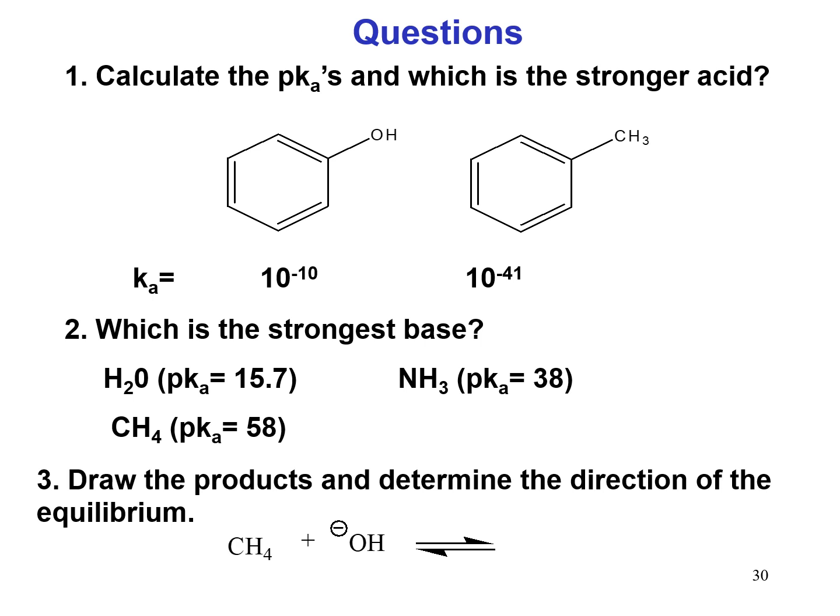Draw the product and determine the direction of the equilibrium. In this case, methane is an acid, while the hydroxy group is a base. So at the end, methane is going to donate a proton to the hydroxy group. So we're going to have methyl and water as a byproduct.